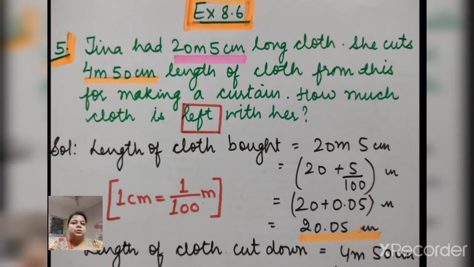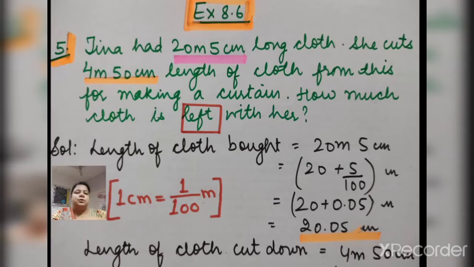Now next I am going to take question number 5 from your book. It says Tina had 20 meter 5 centimeter long cloth. She cuts 4 meter 50 centimeter length of the cloth from this for making a curtain. How much cloth is left with her? So first of all, just check the total length of the cloth she had is 20 meter 5 centimeter, and out of this she cuts 4 meter 50 centimeter, and you need to find out after cutting this cloth how much cloth is left with her.